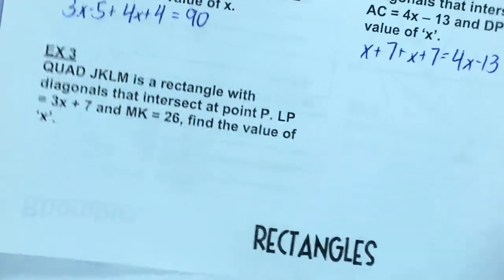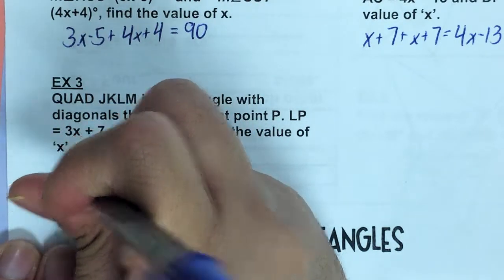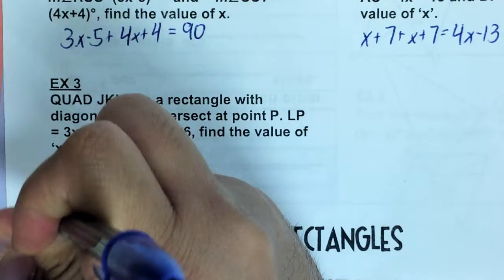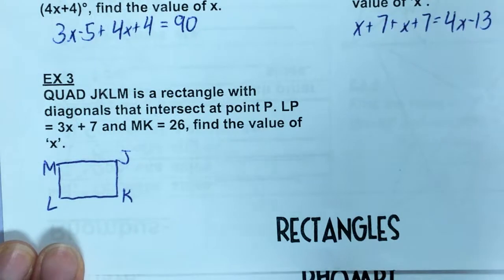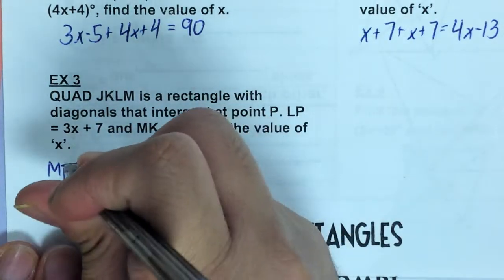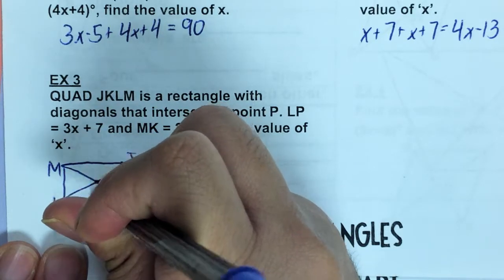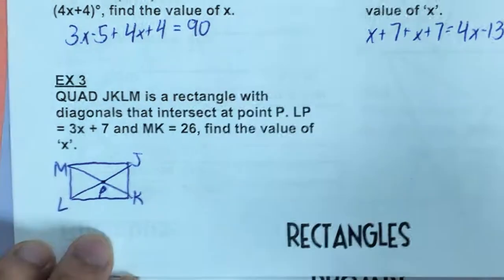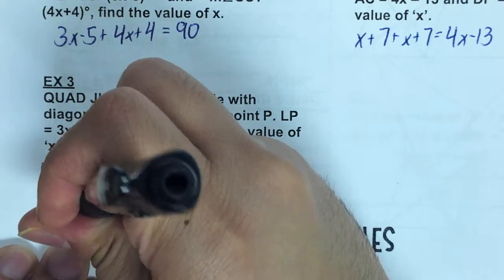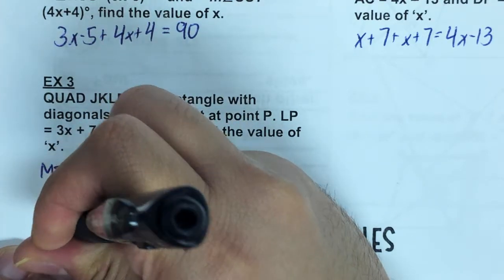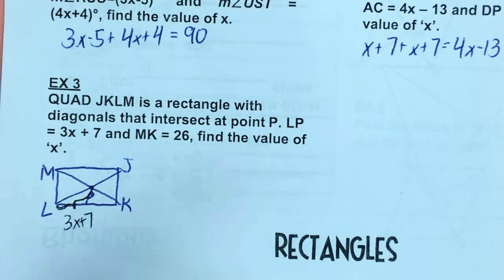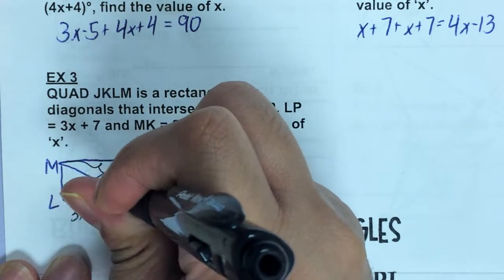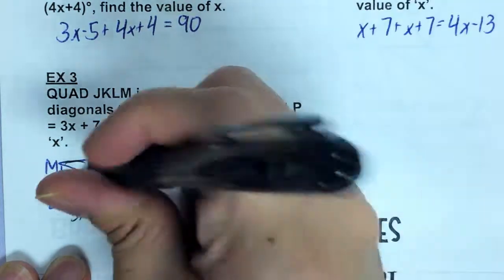Last up, quadrilateral JKLM is a rectangle with diagonals that intersect at point P. LP, this part right here, is 3x plus 7, and MK, this entire diagonal over here, is 26.